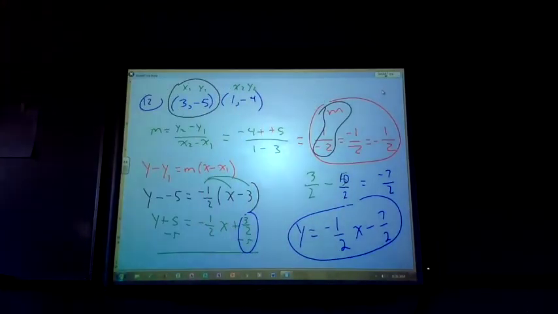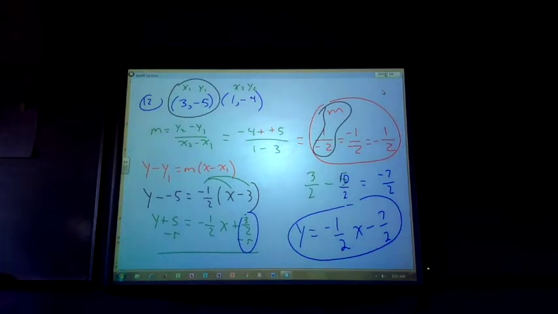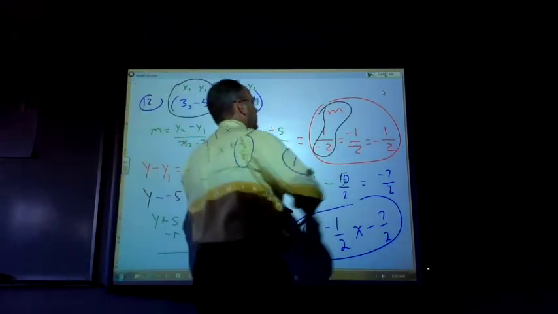Graphing the lines, both of those were relatively okay. I couldn't really see the grid real well when I made the copies of mine. Are there any questions on 17, 18, or 19? 18? Yeah. Okay. 18.